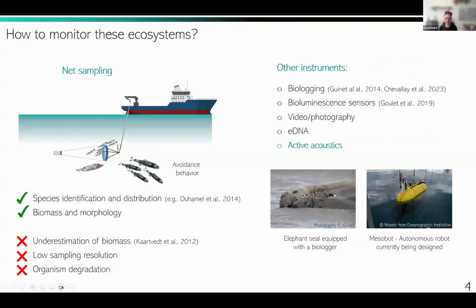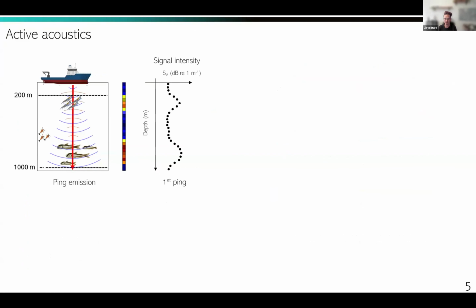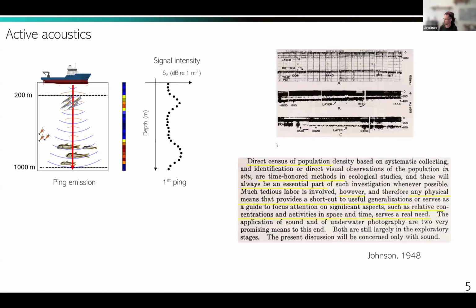As complementary tools, many new devices have emerged over the last decades to try to monitor these dynamics. Today we'll focus on the active acoustics. It's a method that emits a sound wave in the water column, and it then measures the echo it gets when it encounters a target. You can represent the data as an image, or as a curve, and the peak of the curve indicates the depths of the animals in the water column. You can then represent an image, and we call that an echogram.